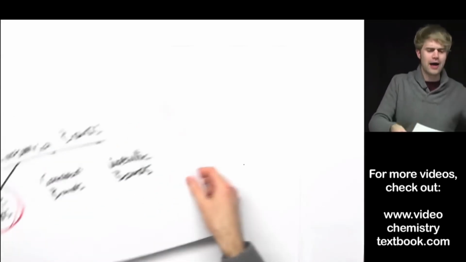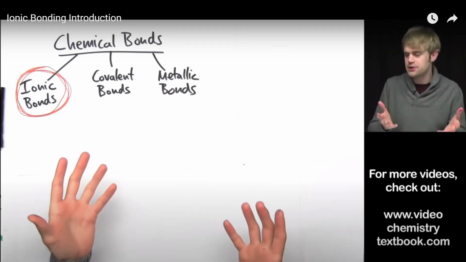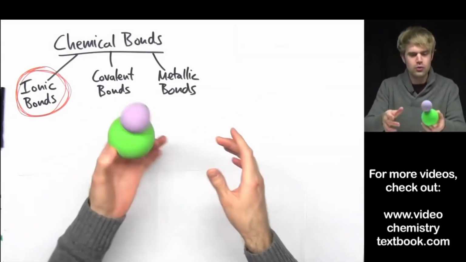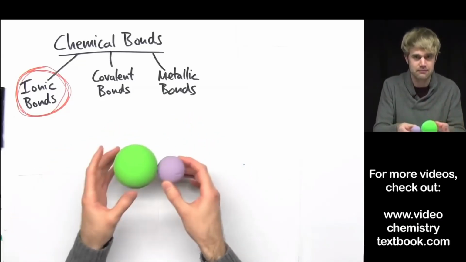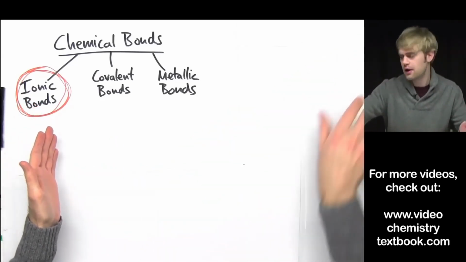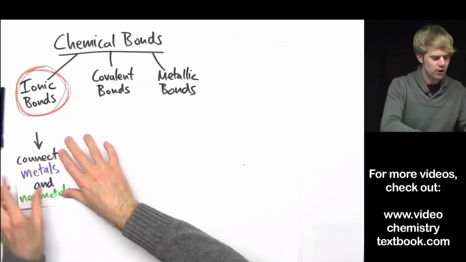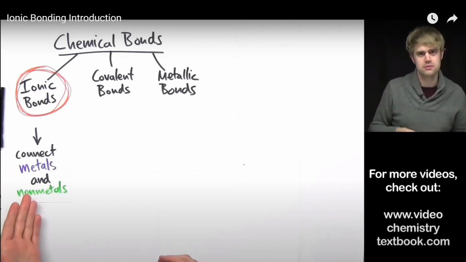So, ionic bonds are one type of chemical bond. Chemical bonds are like glue that holds atoms together. Here are two atoms that are bonded together, they're connected, they're glued. Now, ionic bonds are the type of chemical bond that hold together metal atoms with non-metal atoms. So you've got one thing to fill in there on page 20. Ionic bonds, what do they connect? They connect metals and non-metals. Excellent.